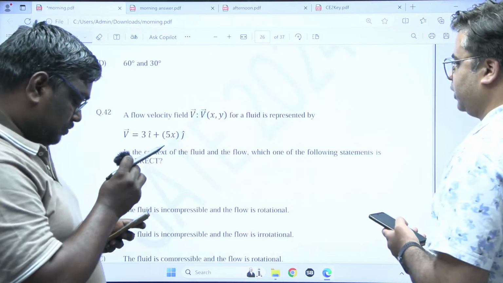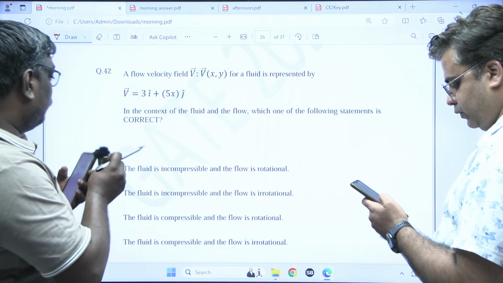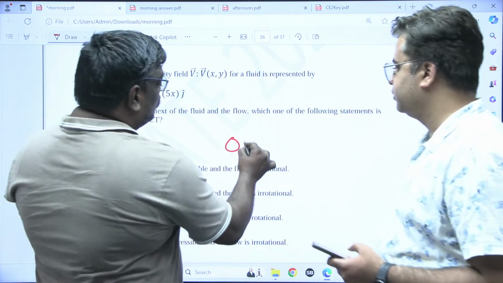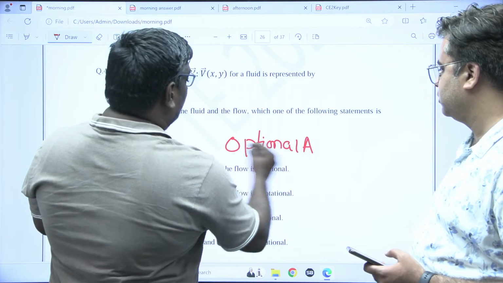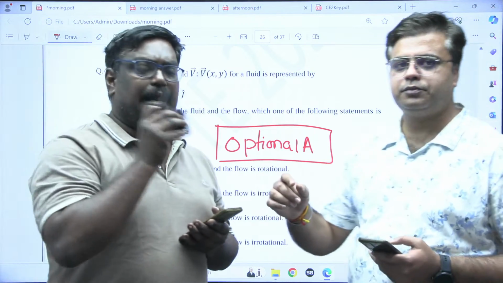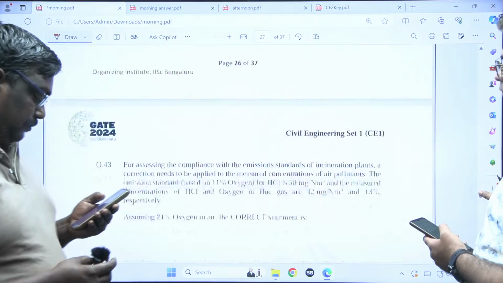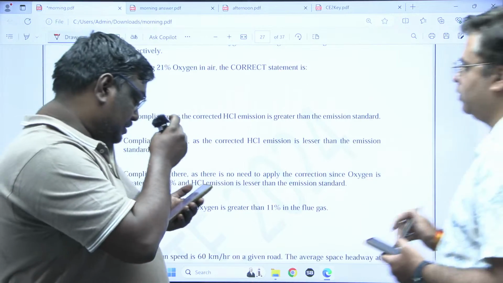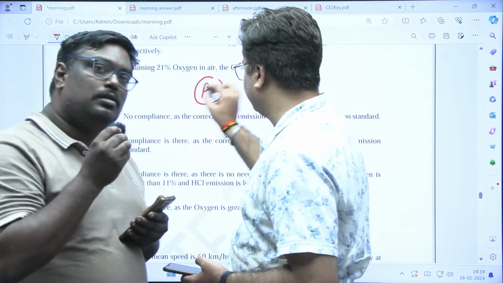So next is 42. The fluid is incompressible and the flow is rotational. So the option is A. See, students, in this problem a vector is given and they are asking which of the following statements is correct in the context of the above fluid. The answer is A. Next is 43. They have given the answer as A. The correct answer is A. So for this question, option A is the correct option.